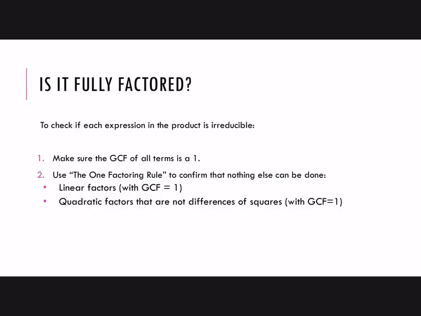Now, two other things we can look for. If you have a linear factor with the GCF equal to 1, so something like x plus 3 and 4x minus 7, I don't need to worry about whether these can be factored anymore because these are linear. The exponents on the x's are 1s. So as long as I've worked with that GCF and made sure that it's a 1, then I can know for sure that this is finished.